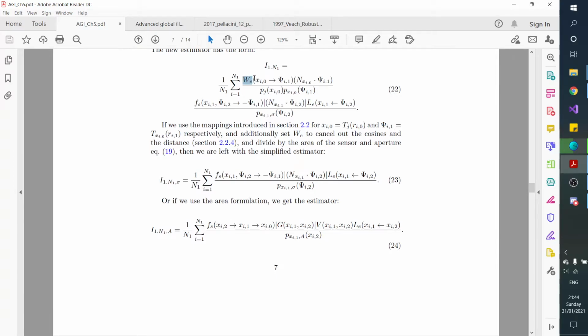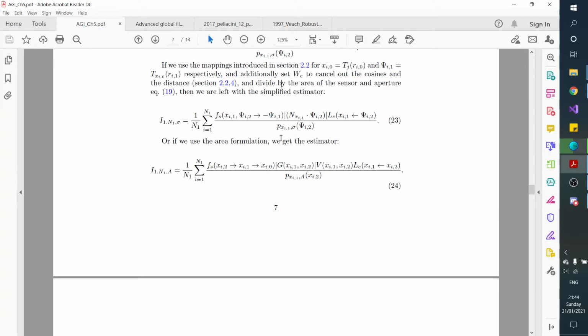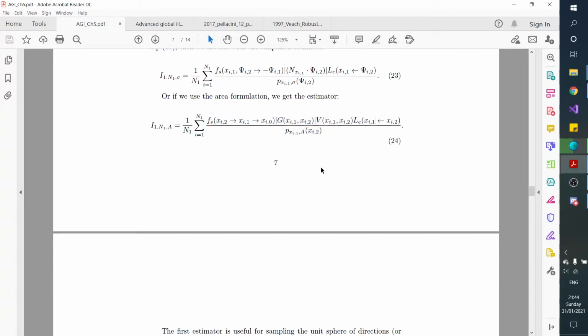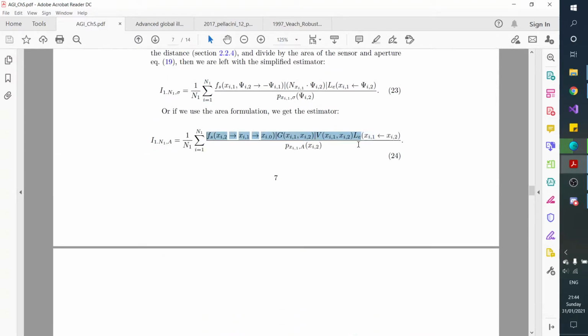Now, I have assumed that we have picked WE to cancel out these terms, so I don't have to deal with that. That's why you see only these parts, just for simplicity. Obviously, you can keep this, and you can have vignetting, etc., if you want to. So you have two estimators. One is a solid angle estimator, the other is an area estimator, which you would use, for example, for direct light sampling.